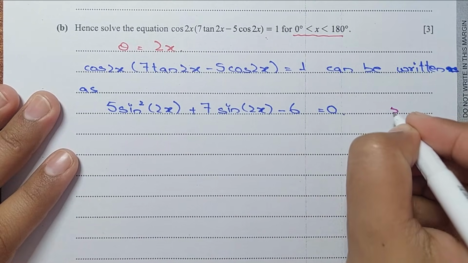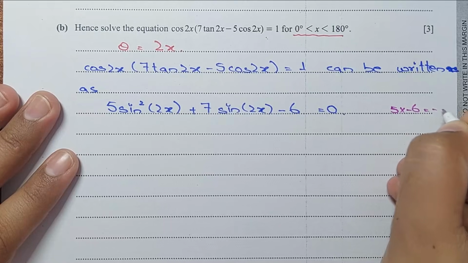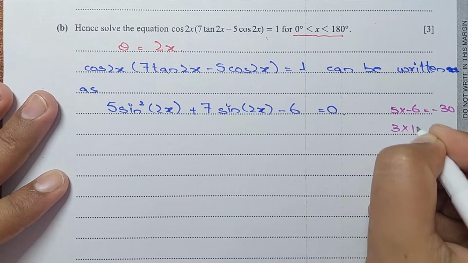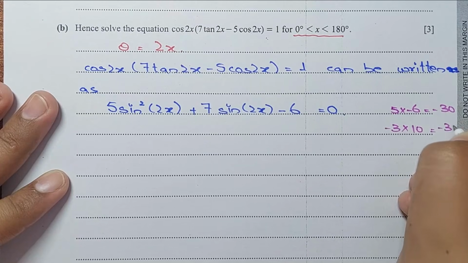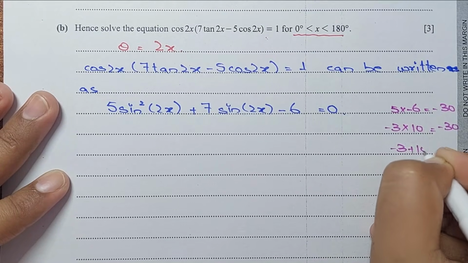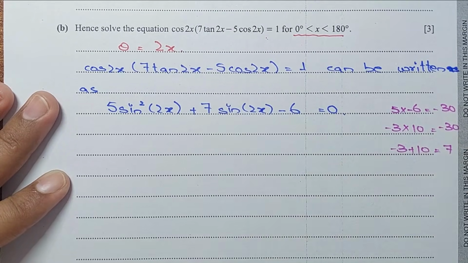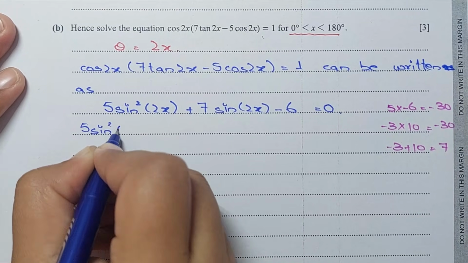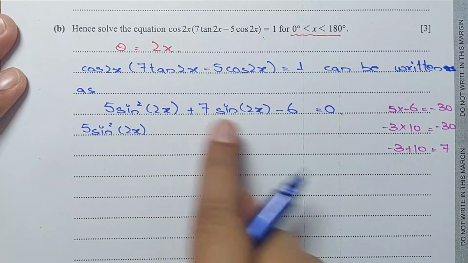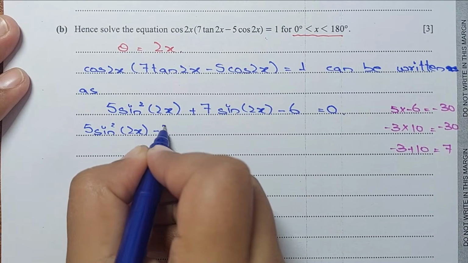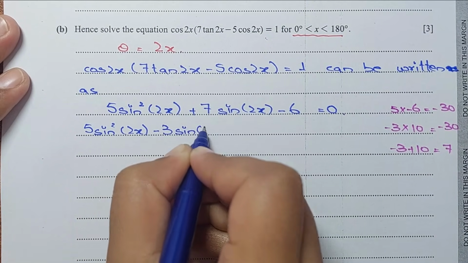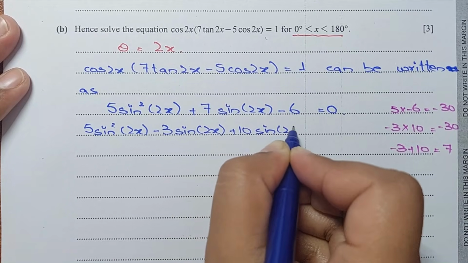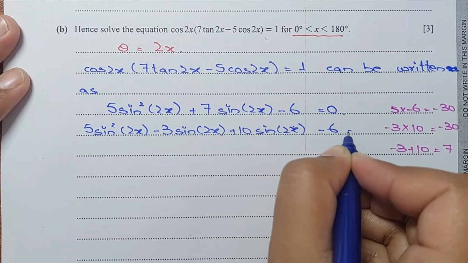5 times minus 6, negative 30. Okay, minus 3 times 10 is minus 30, and minus 3 plus 10 gives you 7. You can break them down. So 5 sine square 2x, this 7 is broken into minus 3 and 10. So minus 3 with sine 2x and plus 10 with sine 2x. And minus 6 is as it is.